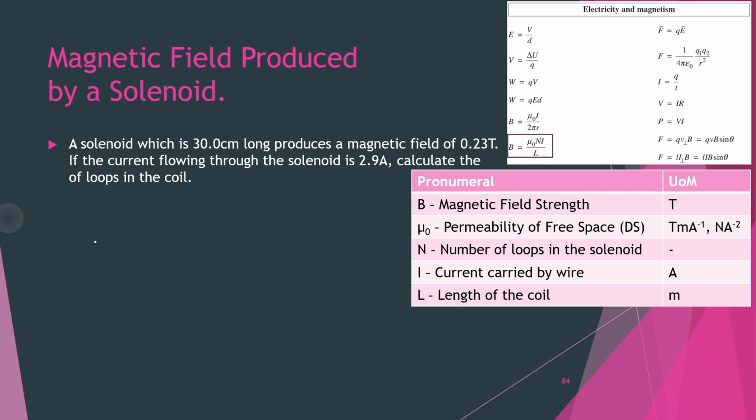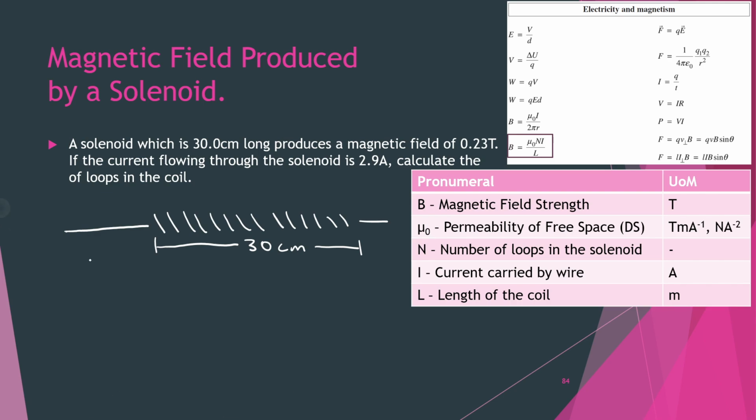So to give a little bit of a visual, we have a solenoid, which means that we have a wire which has been wrapped around in a series of loops, and the length of the solenoid is 30 centimeters. Additional information that we've been given is that inside the magnetic field is equal to 0.23 Tesla, and the current produced is 2.9 amps. Now we're being asked to find the number of loops in the coil, which in this case is N. So to figure out what N is, we'll need to rearrange our equation to make N the subject, substitute, and solve.